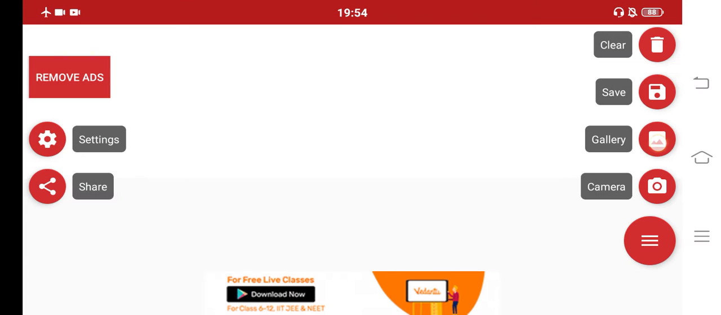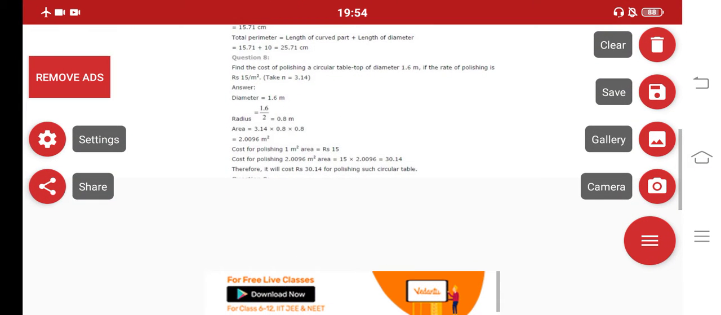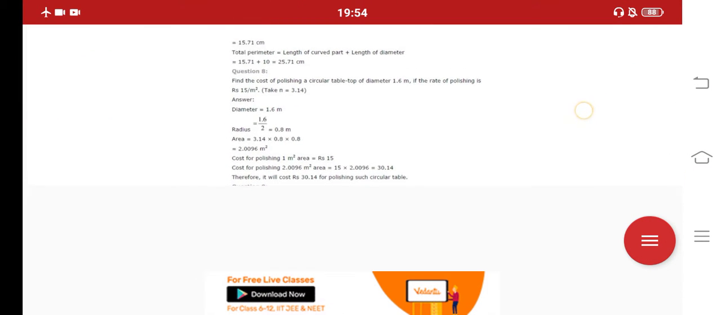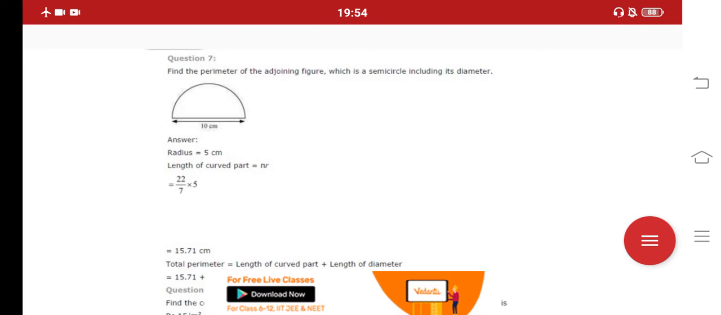Now see what is given in question number 7. See, this is our question number 7. What is given here? Find the perimeter of the adjoining figure, which is a semicircle including its diameter. Okay, perimeter of a semicircle. So what is the perimeter of a semicircle? 2πr is the complete perimeter. And let me explain: circumference and perimeter are both synonyms.